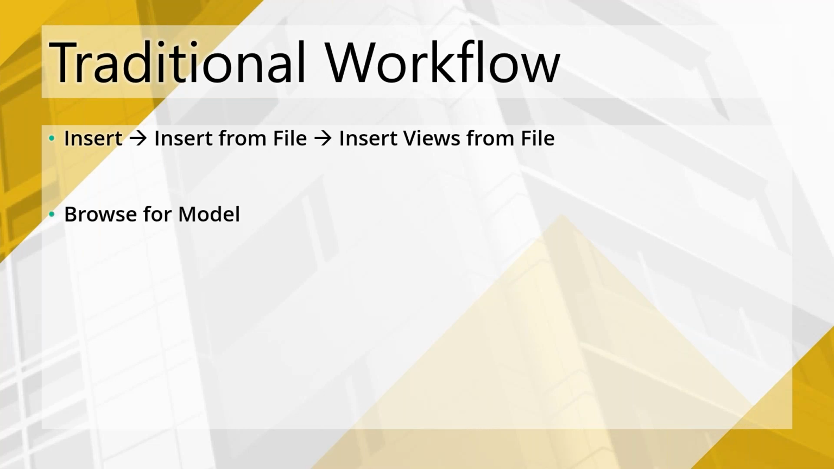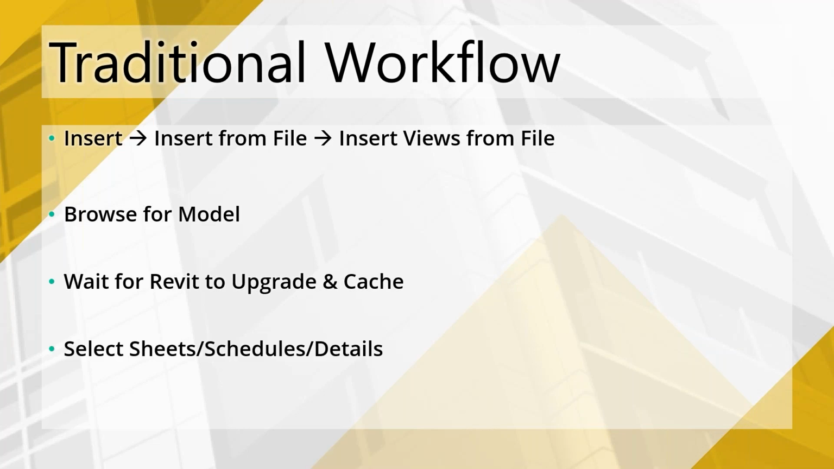And then what you do is you browse someplace on your local computer for a model. Sadly, this cannot source content from BIM 360, so it has to be something on your local network. At least last I checked. Maybe 2024 has some new features, but in 2020, I know I can't browse BIM 360 for this. Then I have to wait for Revit to cache and potentially upgrade this model into memory. Even though I don't see it, it has to load it. And this is where some of the time slowness can come from. Then I go and select the sheet schedules and details that I want. And then finally, I load them into my project.